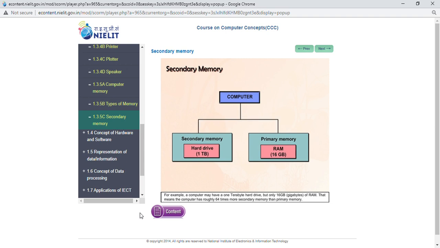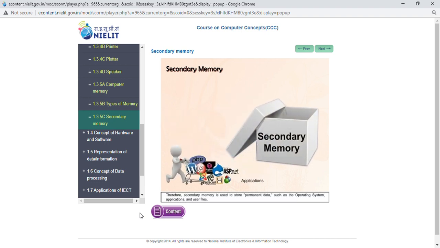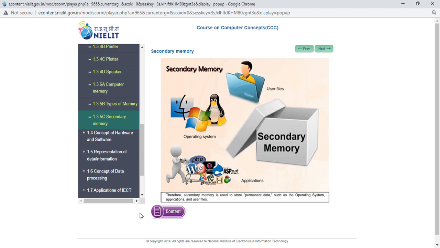For example, a computer may have a 1 TB hard drive but only 16 GB of RAM. That means the computer has roughly 64 times more secondary memory than primary memory. Additionally, secondary memory is non-volatile, meaning it retains its data with or without electrical power. RAM, on the other hand, is erased when a computer is shut down or restarted. Therefore, secondary memory is used to store permanent data such as the operating system, applications, and user files.